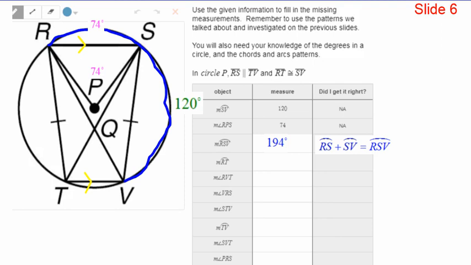Now we want to focus on finding the measurement for arc RT. Well, if we look, RT, here's the arc that we're looking for. We know that segment RT is the same as segment SV. Those represent chords for our circle. And if you recall, when chords are congruent, then their intercepted arcs are congruent to each other. So if we know the measurement of one arc, we can have it apply to its congruent piece. So that also should be 120 degrees.